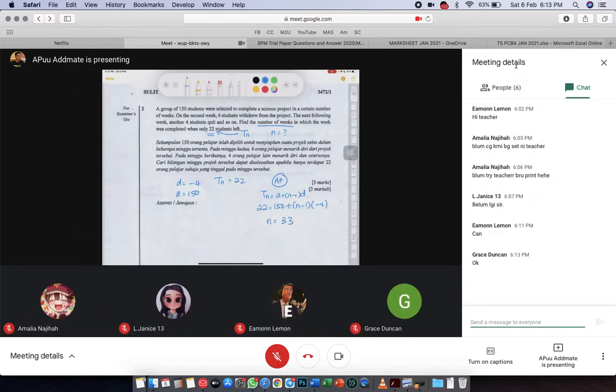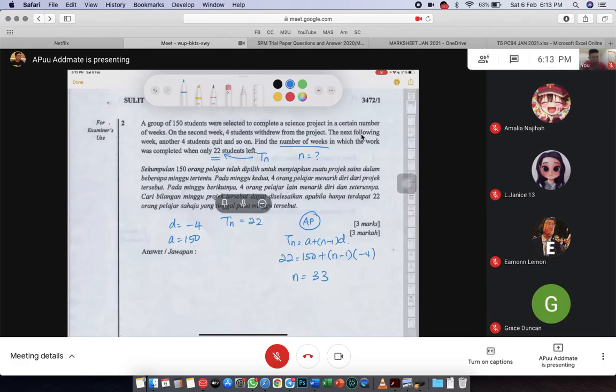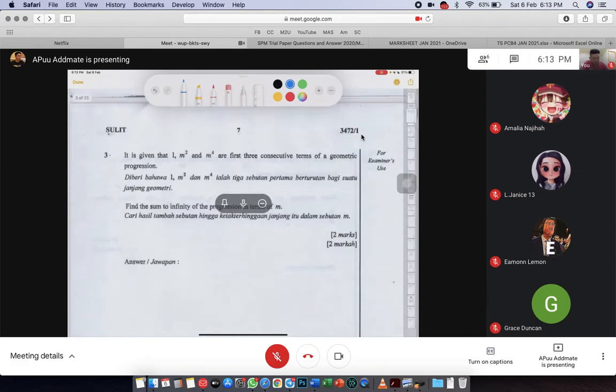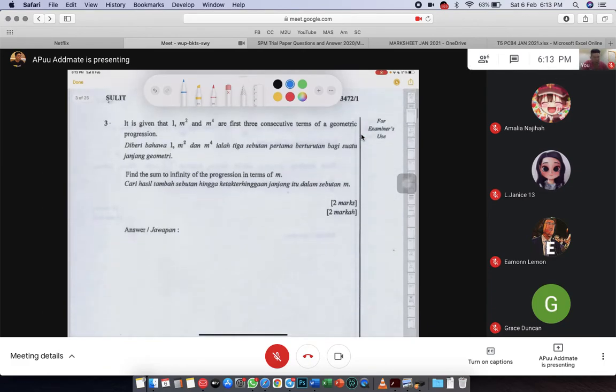Okay, alright. So kita cuba tengok the next question pula, question number 3. Alright. So question number 3 is also a very fair example soalan dia, tak susah pun actually. Alright. So the question says that it's given that 1 and then m squared and m to the power 4, they are the first 3 consecutive terms of a geometric progression. Alright. So dia kata find the sum to infinity. So now the question is asking for sum to infinity, means that you have to recall the formula of S infinity. S infinity is equals to A over 1 minus R. Right? So itu formula yang kamu nak tahulah.